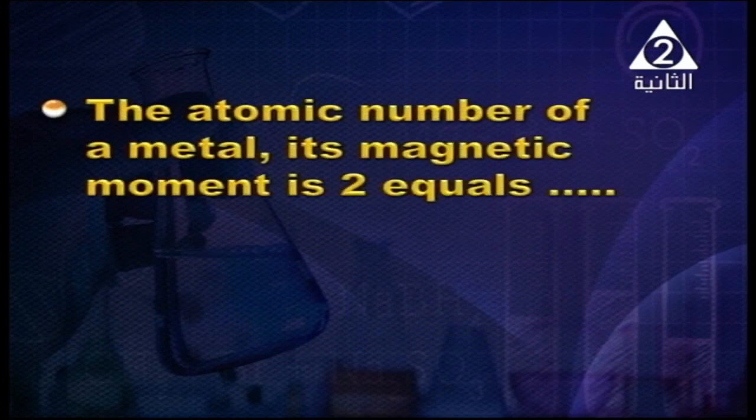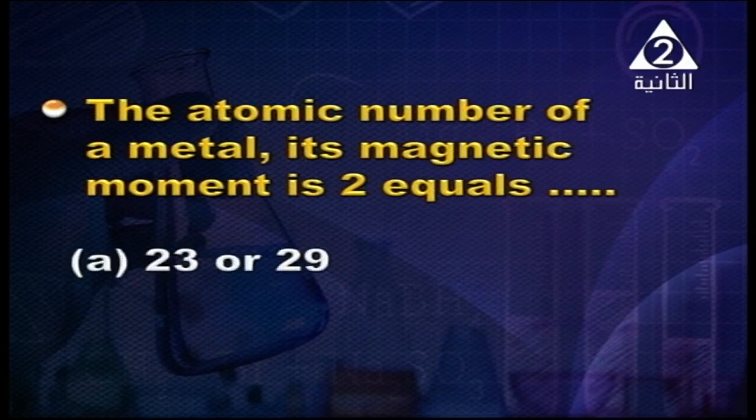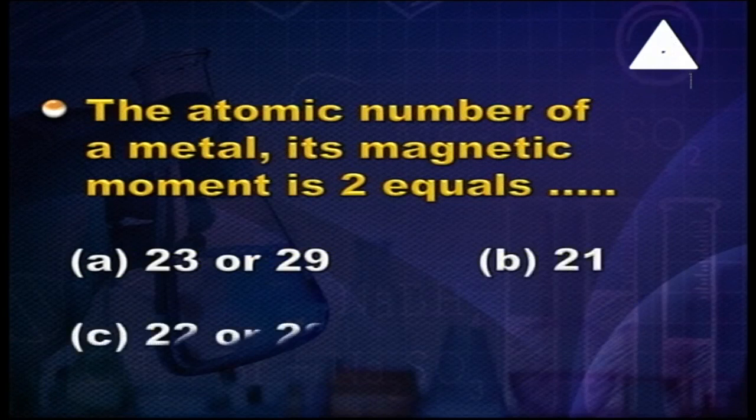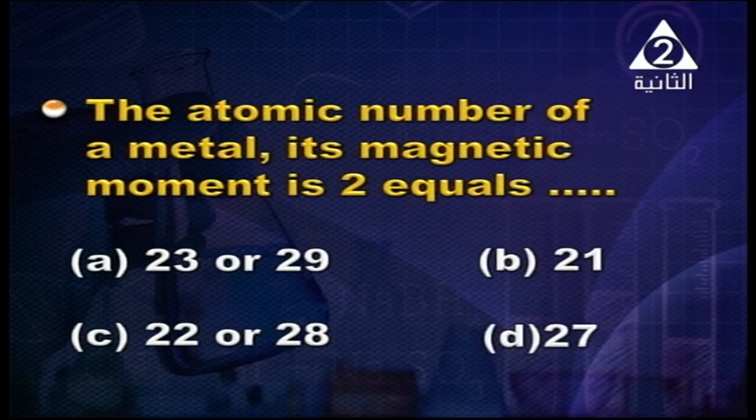Next point. The atomic number of the metal whose magnetic moment is 2 equals what? 23 or 29, 21 or 22 or 28 or 27. If you draw the d sublevels that will have 2 unpaired electrons, you will find the answer here. It will be 22 or 28 electrons in the element.